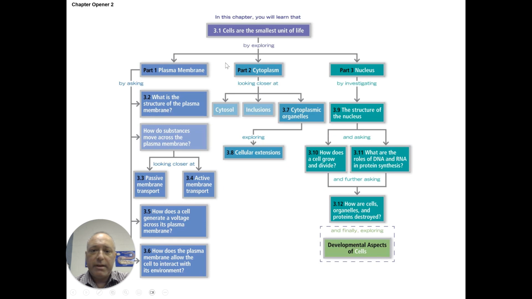Okay, so the aim of the chapter is to introduce cells, cell parts, membrane transport, cell division, protein synthesis. So those are the three topics.